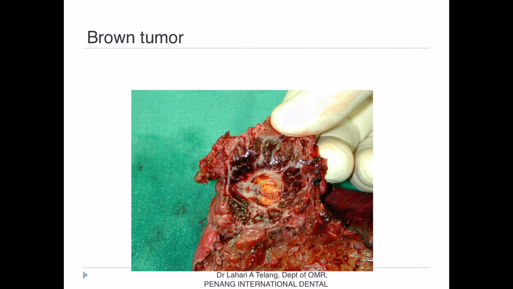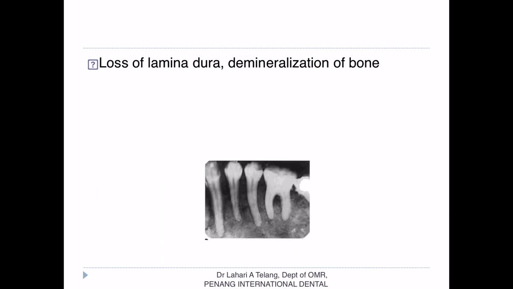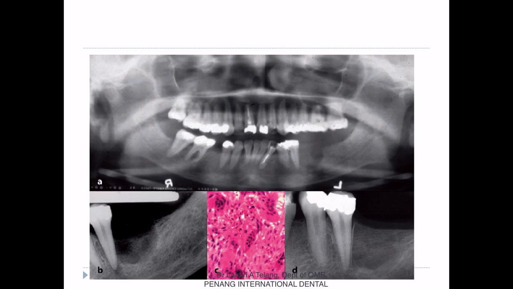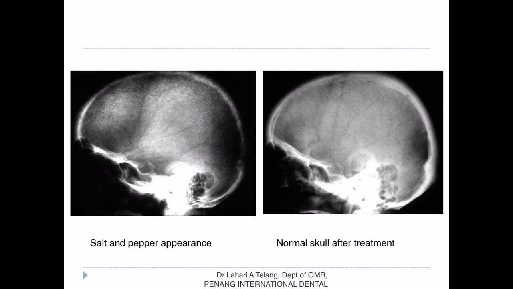So this is a picture of a brown tumor because it appears brown, not named after anyone, simply because of the hemorrhagic areas. Loss of lamina dura and demineralization of the bone is happening here, and that's why the bone is looking more radiolucent. This is a similar example of a case which I had shown you in one of the lectures previously. This is due to hyperparathyroidism and can lead to a large bony defect in picture B. And in picture D, you're seeing that the bony defect is actually healing after the patient has recovered. This is also an example of salt and pepper appearance and normal skin after treatment. So when the renal function improves, automatically the bone also heals.